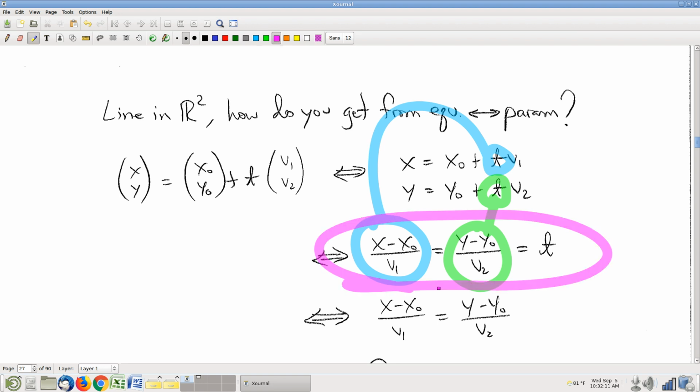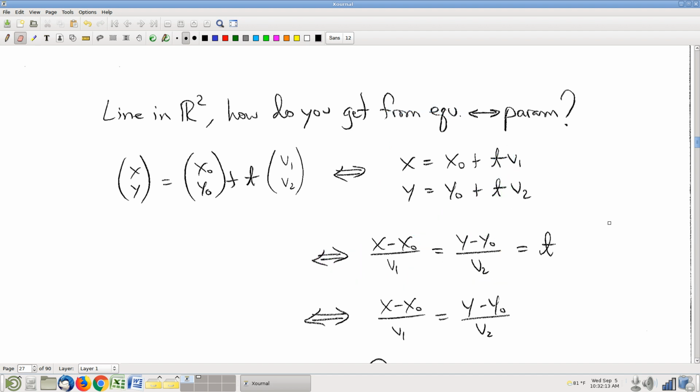And now, under what circumstances could this and this both equal the same thing? Well, they have to equal each other. And so this right here is an equation for that line in R2. Everybody happy with how that went down? It's pretty straightforward reasoning. So the way you get this, by the way, is what they call the symmetric equation of the line. I'll tell you why in a moment. I guess you could say it's because the x and the y are participating symmetrically or something.